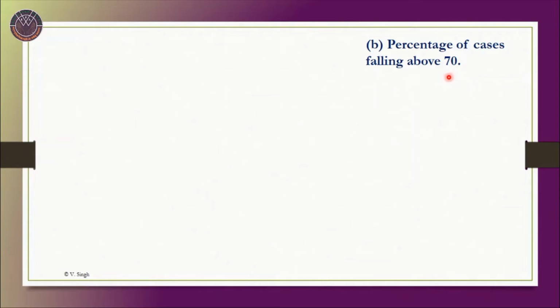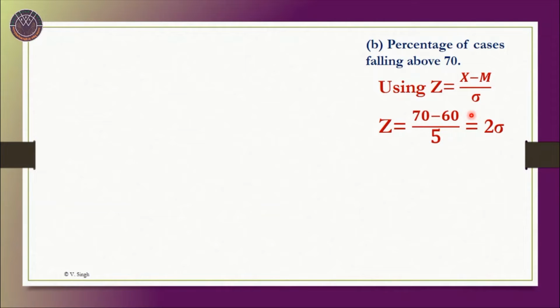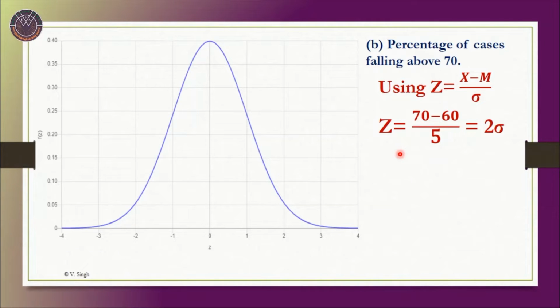Okay, now we will solve the second part of the problem, that is percentage of cases falling above 70. So here also we have got a raw score 70. So again we will use the Z score formula, that is (x minus M) by sigma, and putting the values here, when our raw score is 70, the mean is 60 and sigma is 5, we get Z value as 2 sigma. So if we want to see this 2 sigma in the normal probability curve, we can see that this value falls here. This is the point of 2 sigma.